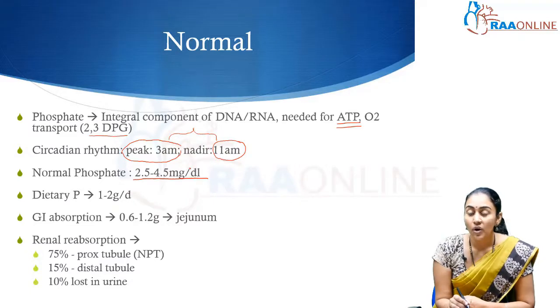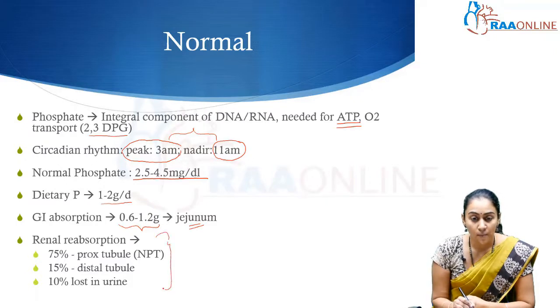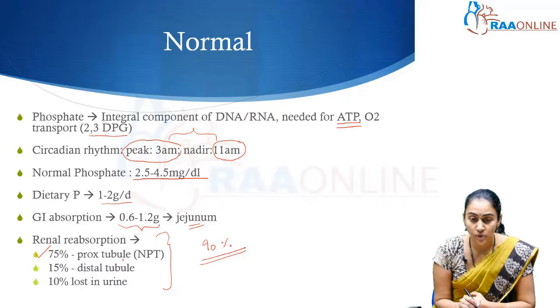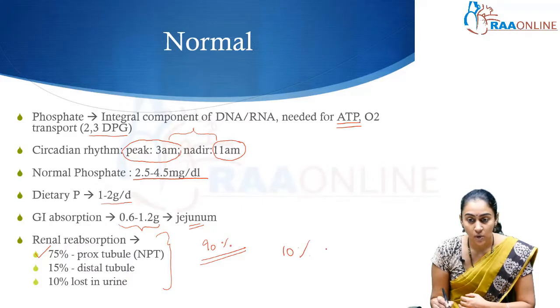Now, normally, on an average, an individual consumes somewhere around 1 to 2 grams per day of phosphate in his diet, of which about 0.6 to 1.2 grams is absorbed from the intestines, specifically at the jejunum. In addition to intestinal absorption, about 90% of the serum phosphate is actually reabsorbed at the kidneys. 75% of absorption happens at the proximal tubule through sodium phosphate cotransporters. 15% of the reabsorption happens at the distal tubule and about 10% is lost in the urine.